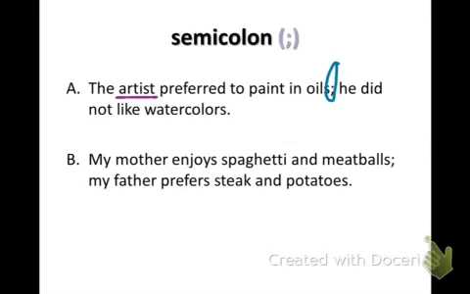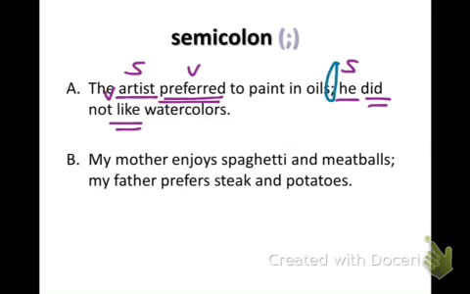Sentence A. Artist is my subject. Preferred is my verb. On the other side of my semicolon, I have he as the subject and did like as my verb. And I have one independent clause being joined with another independent clause.